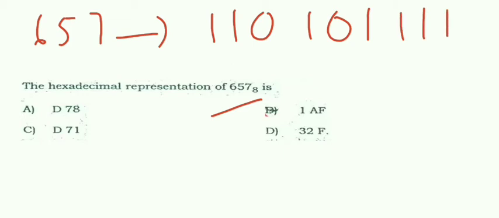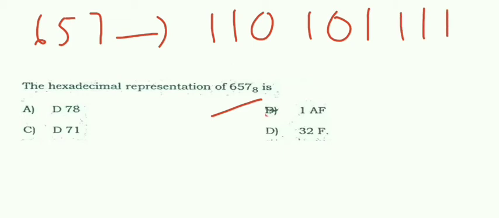Next one, the hexadecimal representation of 657 is, so the given data is an octal number. Whenever you want to convert octal into hexadecimal, first convert octal into binary. So 657, if you want to convert octal into binary, represent each digit by 3 bits. So 6 is 110, 5 is 101, 7 is 111, right?